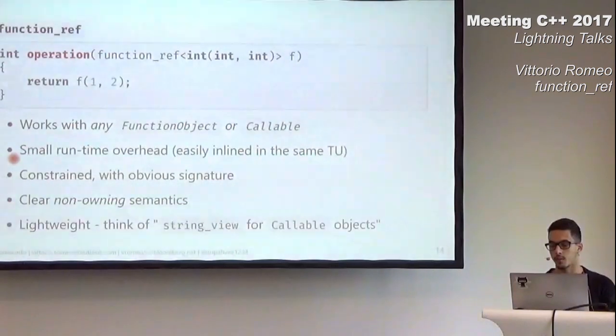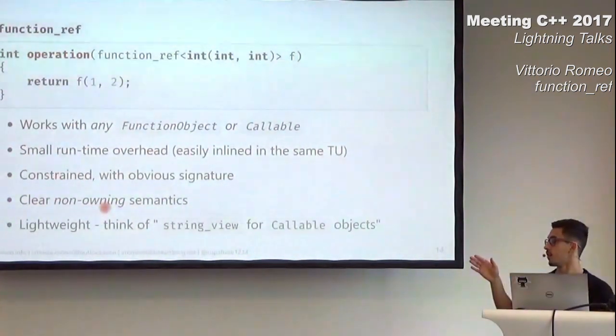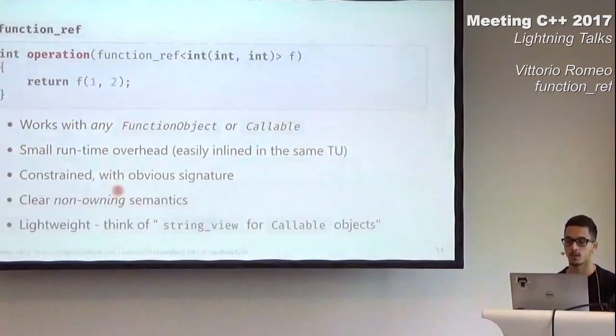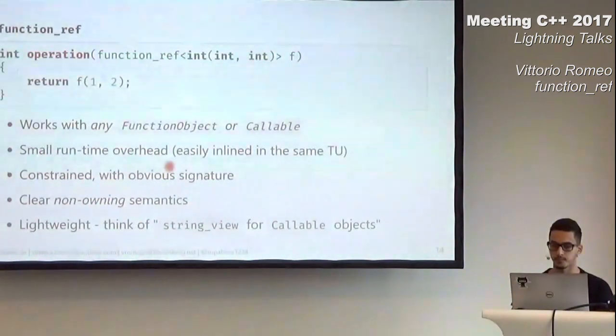It has a very small runtime overhead. It's comparable to function pointers, so it can be completely inlined if it's in the same TU. It's constrained with an object signature in the type, and it has clear non-owning semantics. So if you pass something to it that's going to die, it's your fault. You need to make sure that the lifetime of the object referenced by the function_ref will live at least as long as the function_ref itself.